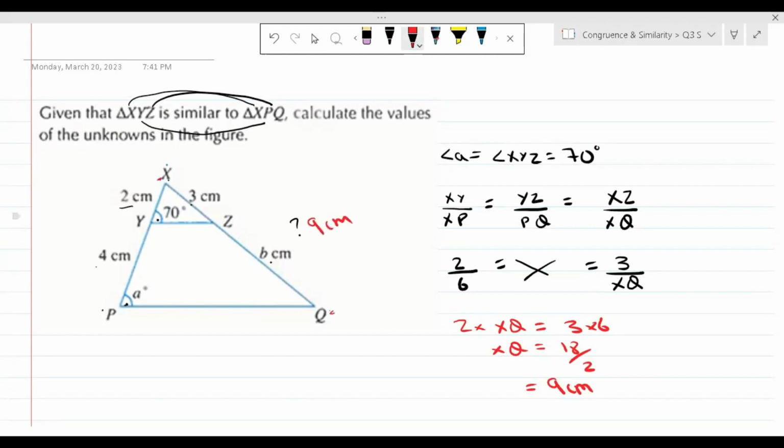लेकिन ये हमारा X से लेकर Q तक पूरा है 9 सेंटीमीटर, मुझे सिर्फ B चाहिए। Is my B equal to 9 minus this 3? Hence, I can say that the B is 6 centimeters.